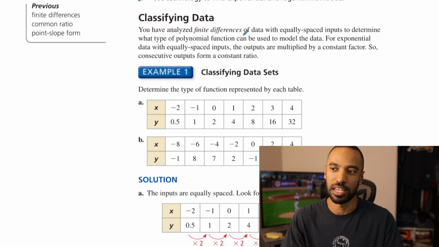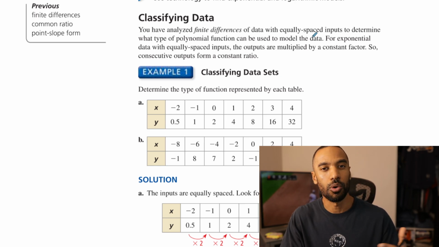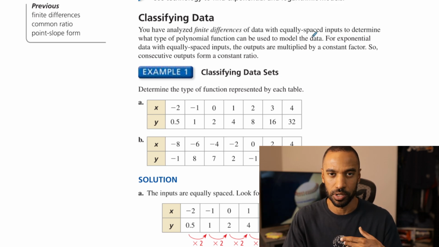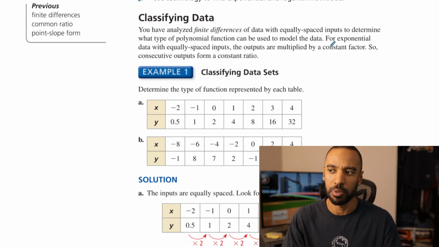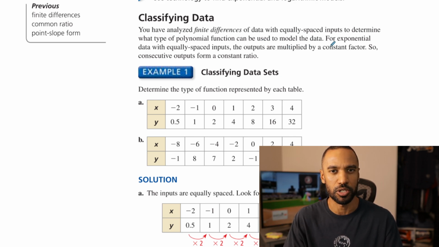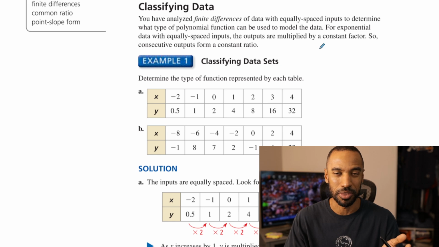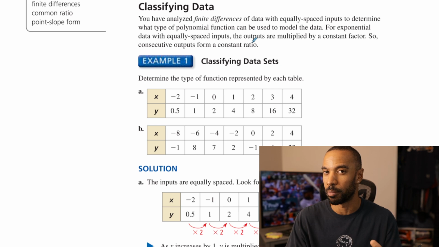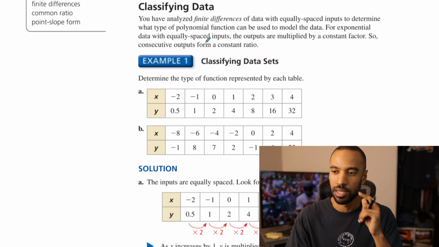Classifying data, we have analyzed finite differences of data with equally spaced inputs to determine polynomial functions. You know, first difference was linear, second difference was quadratic, third was cubic, fourth was quartic, things like that. For exponential data with equally spaced inputs, the outputs are multiplied by a constant factor. You might have heard for geometric sequences like a common ratio. I think we've seen some of these patterns already before, and I probably even used a problem and said, hey, I'll even come up with the equation for you. So we can get them if they form a constant ratio, what you're multiplying by from one number to the next, as long as the x's are equally spaced.